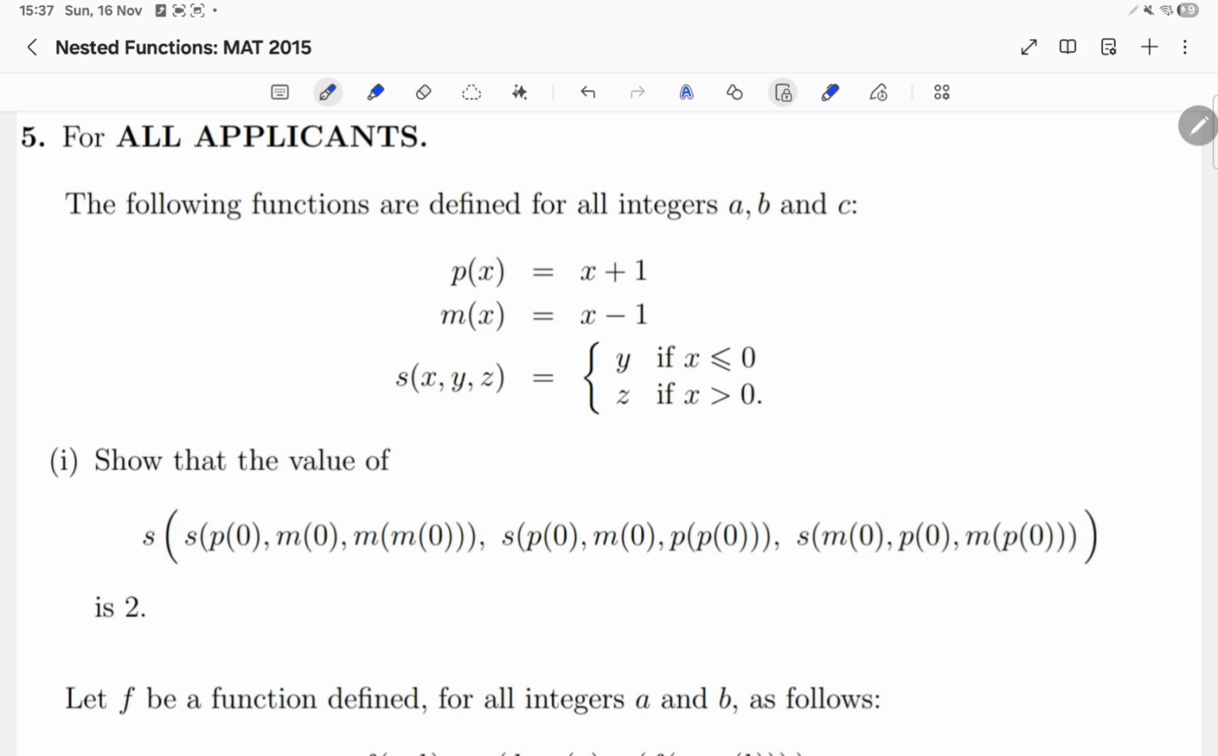Question 5. The following functions are defined for all integers a, b and c. P of x is equal to x plus 1, m of x is equal to x minus 1, and s of x, y, z is equal to y if x is less than or equal to 0, and z if x is greater than or equal to 0. Part 1. Show that the value of this expression is 2.